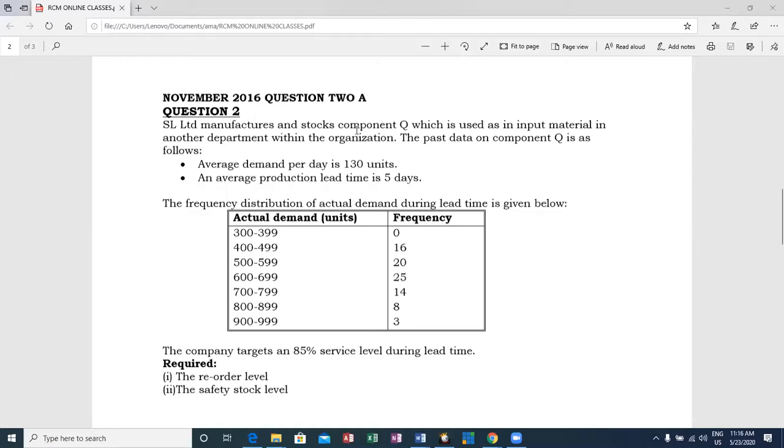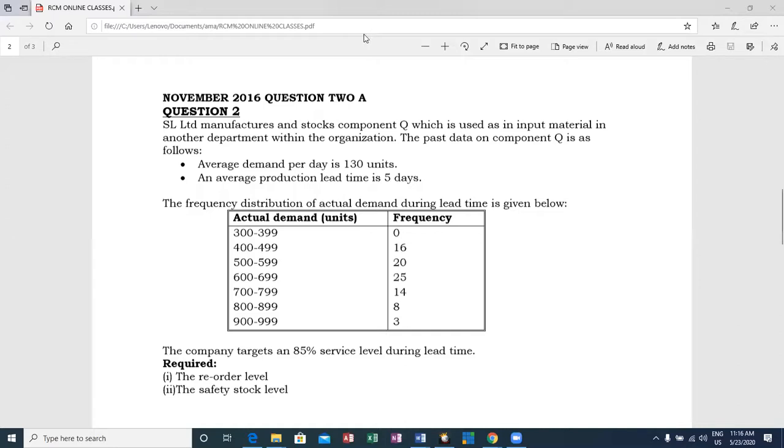130 times 5 days gives us 650 units. So anytime you hear the examiner asking you about the ROP, the reorder point, always remember the concept of reorder point or reorder level being the total units that will be consumed over the lead time. Here we are consuming 130 every day, and since our lead time is 5 days, 130 times 5 will give us 650, ladies and gentlemen. I hope that is clear.